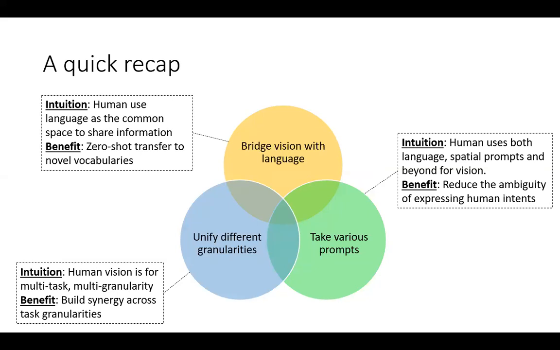On the second point, we want to unify different granularities. If we can unify different granularities, the final goal is to build a very good synergy across different tasks, because we do not want to unify these tasks for fun. We want to build a coherent and flexible system to support different tasks. And finally, it should take various prompts. I would like to highlight here, for computer vision tasks, the prompt should not be only a language prompt. It should also contain some special prompts so that they can be complementary to each other, and finally convey the intent.